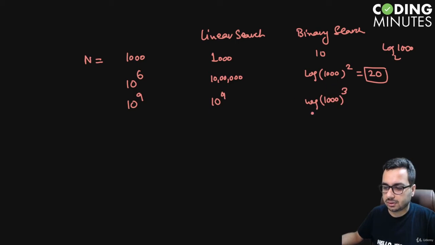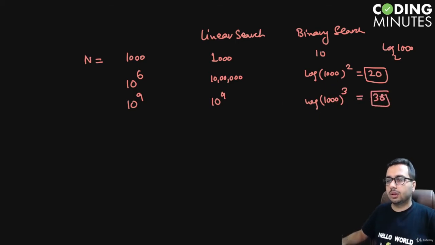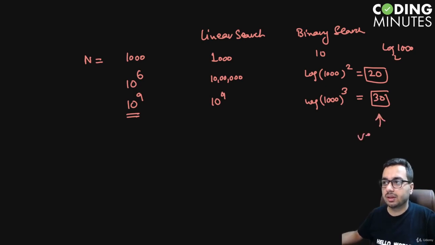So this is just 30 iterations. In 30 iterations you can reduce an array of size 10 power 9 to an array of size 1. That means it's going to be very fast.